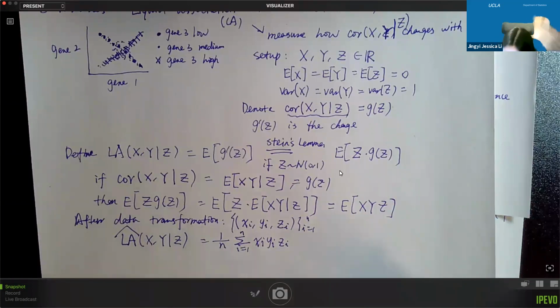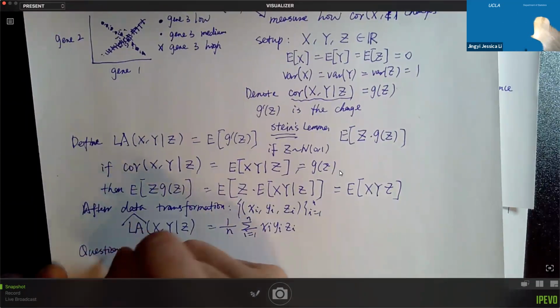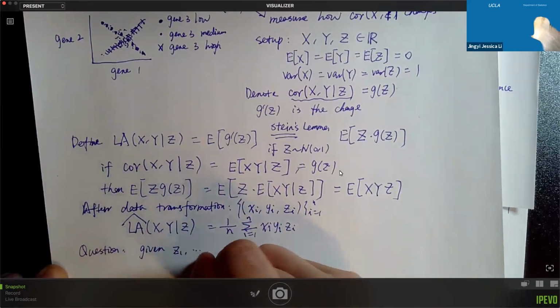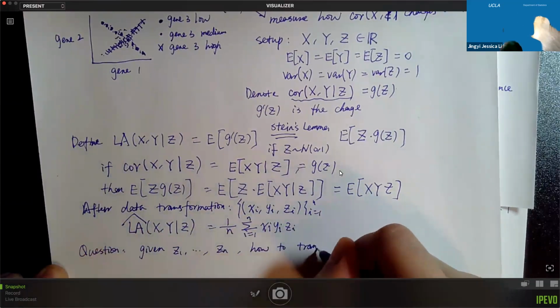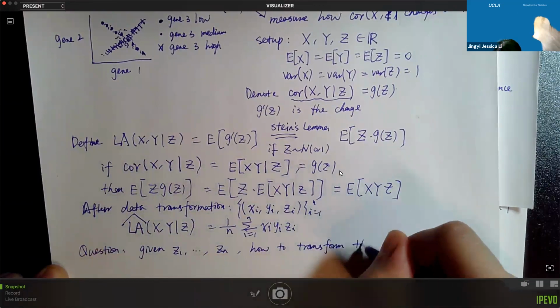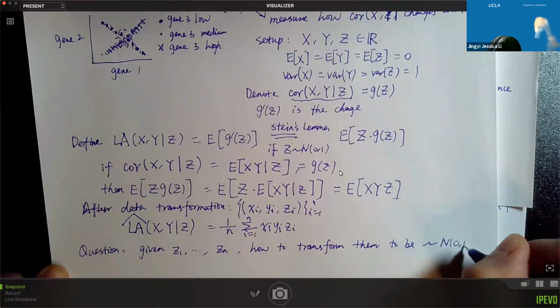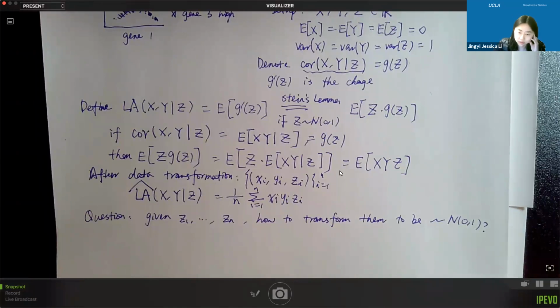Coming back to here, so let's say that the question is, given Z1 to Zn, how to transform them to be following standard normal. Okay, this is a technique that's quite useful in bioinformatics research. If you want to make your data satisfy a distributional assumption your method requires, then data transformation can be used.